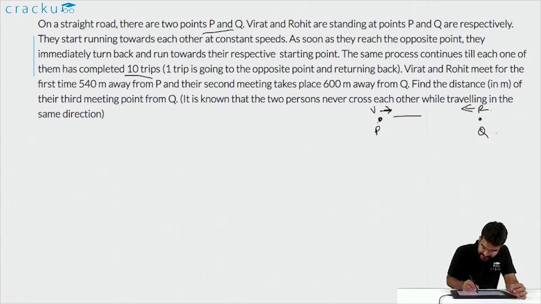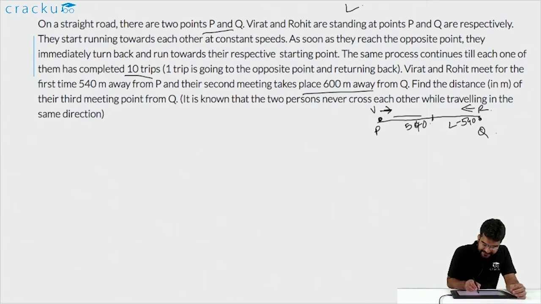So the first time that they meet will be 540 meters away from P. So let the distance between P and Q be L. Therefore, Virat has run 540 meters and Rohit has run L minus 540 meters the first time that they meet.